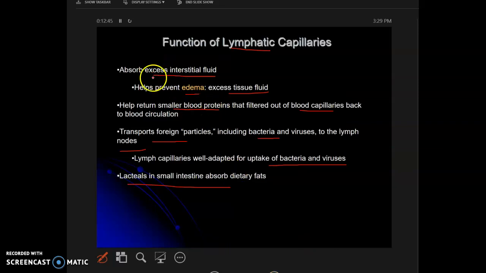Functions. Absorbs excess tissue fluid. If it did not do so, you will end up with edema. Helps return smaller blood proteins. Remember, large proteins never escaped. The small proteins that filter out of the capillaries into the tissues are brought back. Transports foreign particles like bacteria and virus to lymph nodes. Why? Because in the lymph nodes, this lymph is going to be filtered and you will get rid of bacteria and virus. We'll see that in the next slide. And of course, what did we say? Lacteal in the small intestine absorbs what? Dietary fat. Okay.